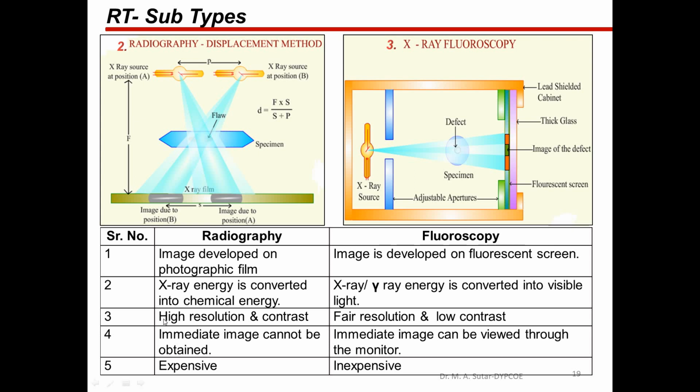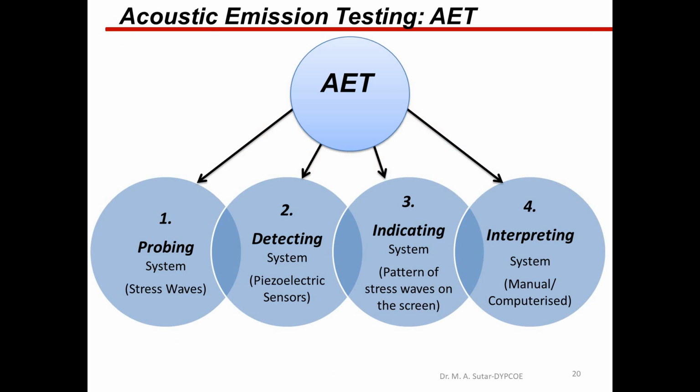You can observe that high resolution and contrast are possible in case of photographic film. That much resolution and contrast is not possible for the fluorescent screen, but immediate results are possible in case of fluoroscopy, whereas some time will be required to get the results from radiography. Radiography is rather expensive and fluoroscopy is inexpensive. Now turn over to the third method. It is acoustic emission testing.